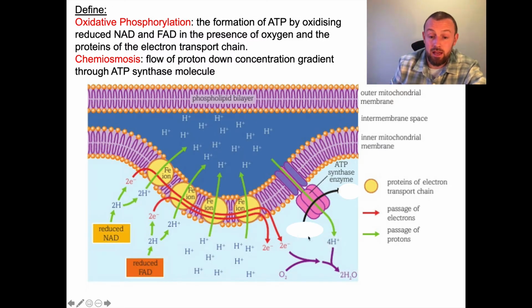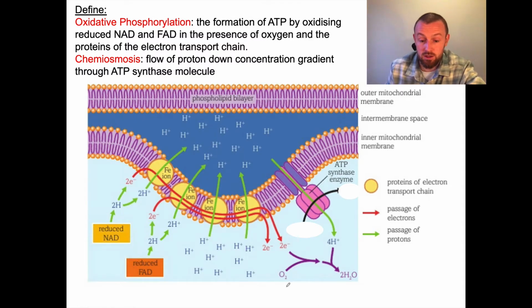So we're looking down here. The overall equation for this would be 4e- + 4H+ + O2 goes to 2H2O. Could write that in down here as well. Why not? So it would be 4e- + 4H+ + O2 goes to 2H2O.